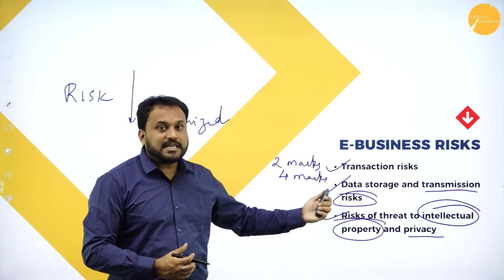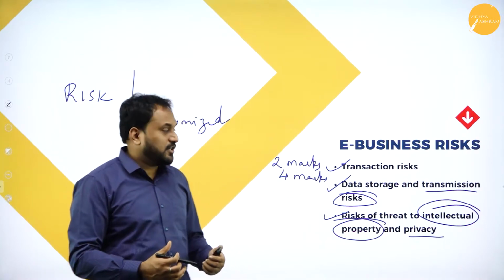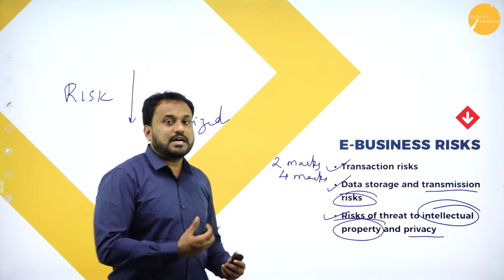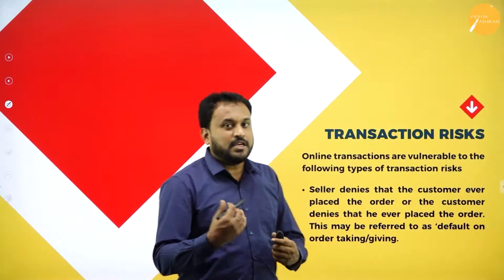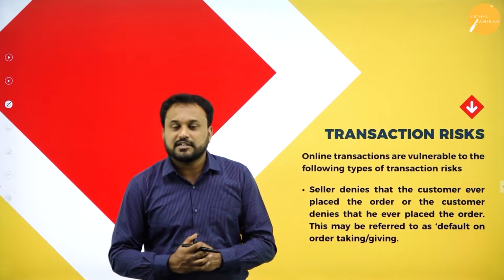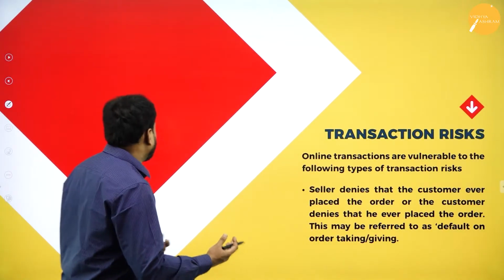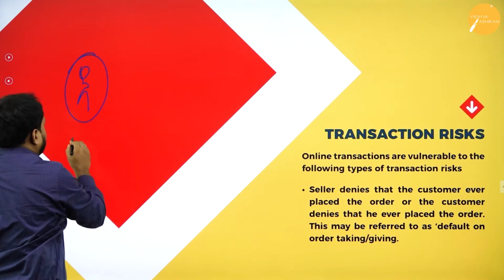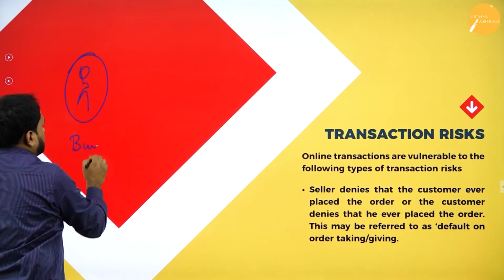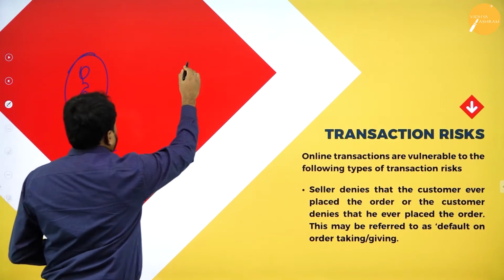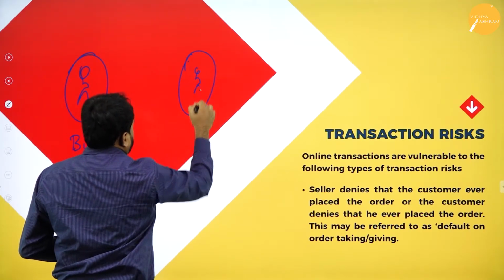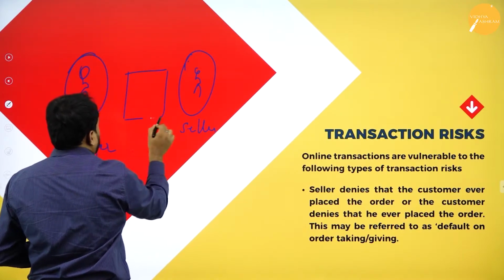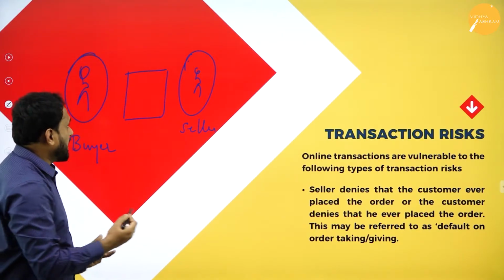And transaction risk is very, very important. You are supposed to learn more about transaction risk because it's worth the 2 marks as well as the 4 marks here. Now let's go with the first one, that is transaction risk. Let's go with the same example here. We have the buyer and we have the seller. Now this is the e-business which is going to happen.